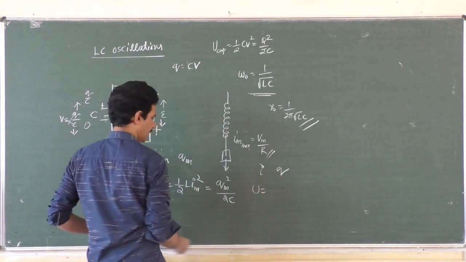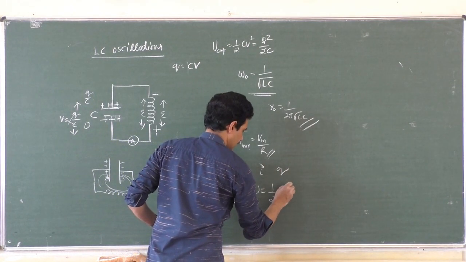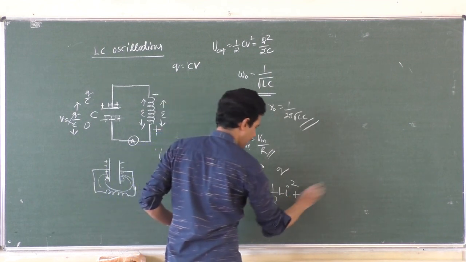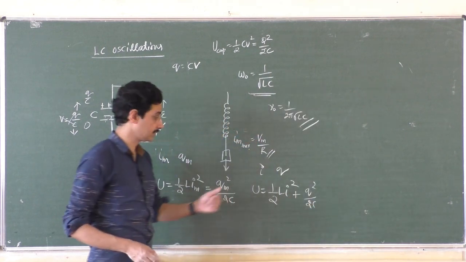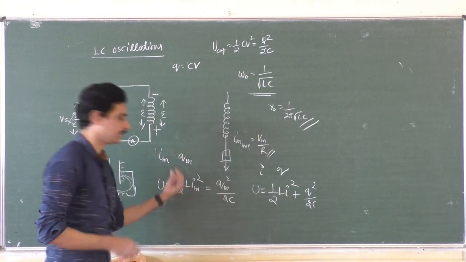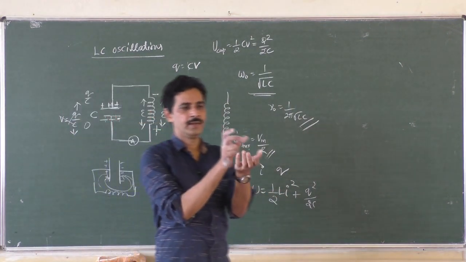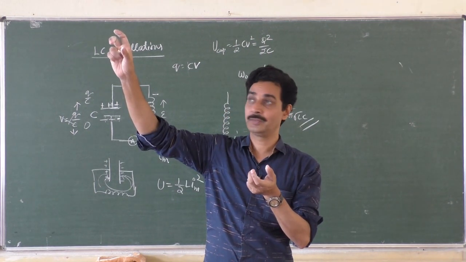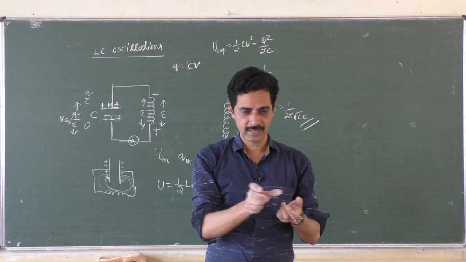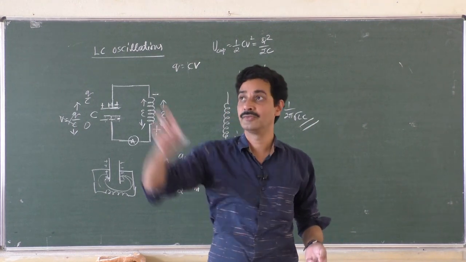Now what is the energy stored in the inductor plus the energy stored in the capacitor? Hope you have followed this equation. See, when the pendulum is here, it is full kinetic. When the pendulum is here, it is full potential, because it stops. Potential, full kinetic, potential, full kinetic, full potential.